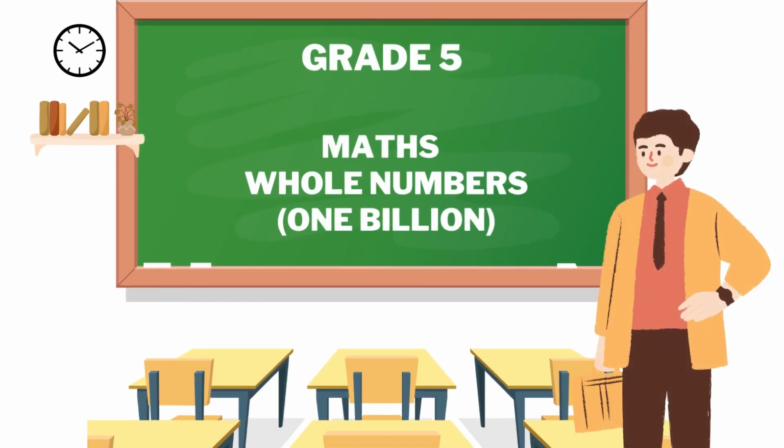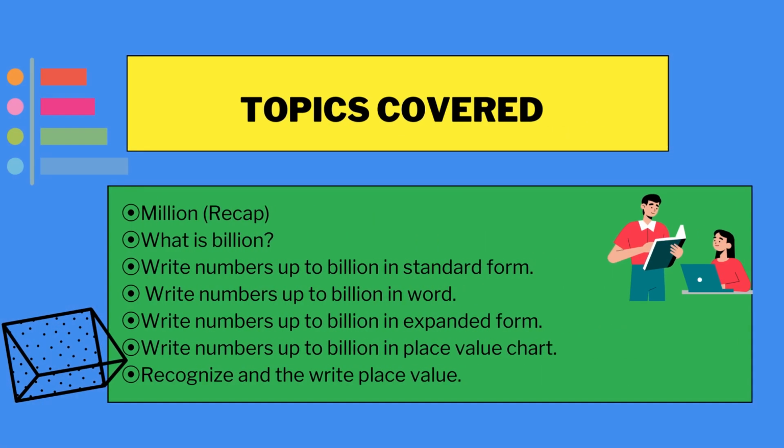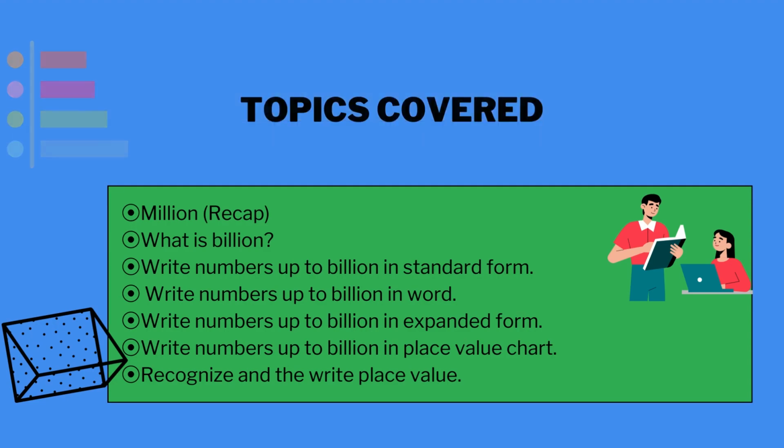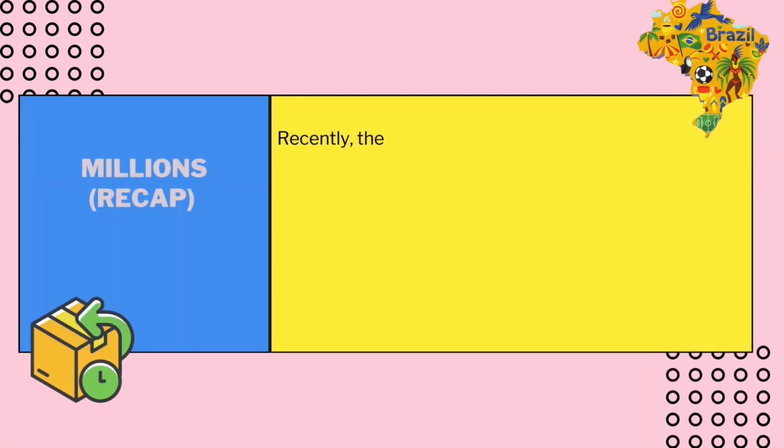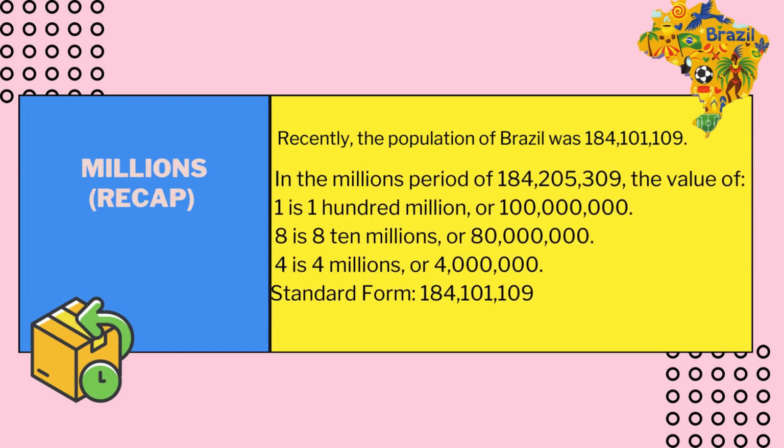Hello students, in this lesson we are going to study whole numbers up to 1 billion. Before starting the topic, let us quickly recap numbers up to 100 millions. For example, recently the population of Brazil was 184,101,109. Now you can see here that in numbers up to 100 millions, there are total 9 digits.